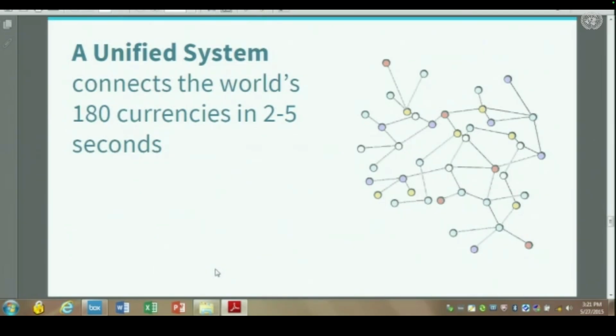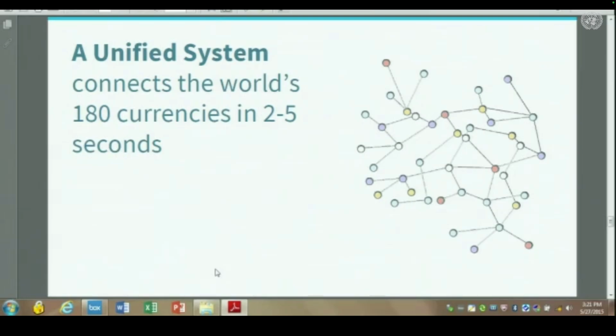This is essentially how we work to create a unified system that connects the world's 180 currencies in about 2 to 5 seconds. You can go across any currency. Any company can plug in. So it can be a mobile money company, a bank, a remittance company, BitPesa, Globe One. All of these folks become interoperable on this platform.